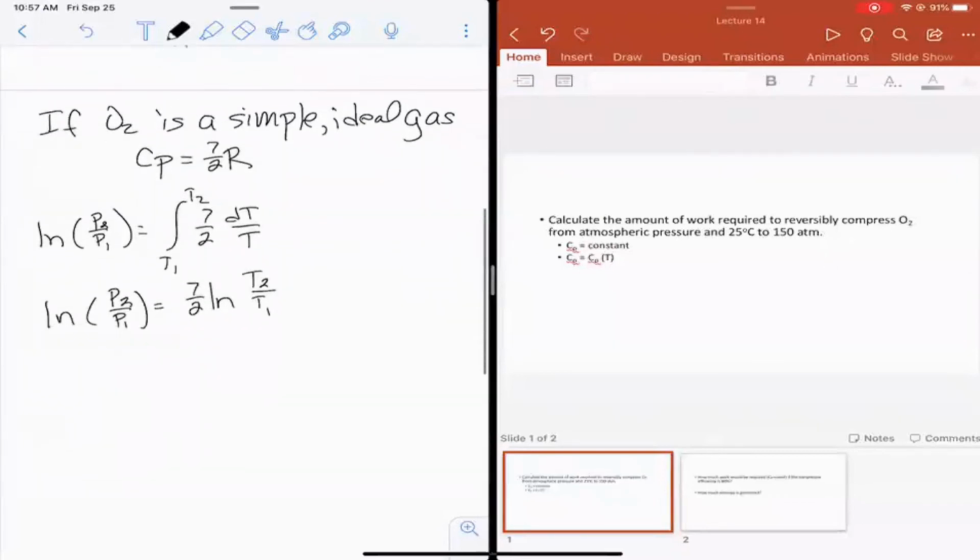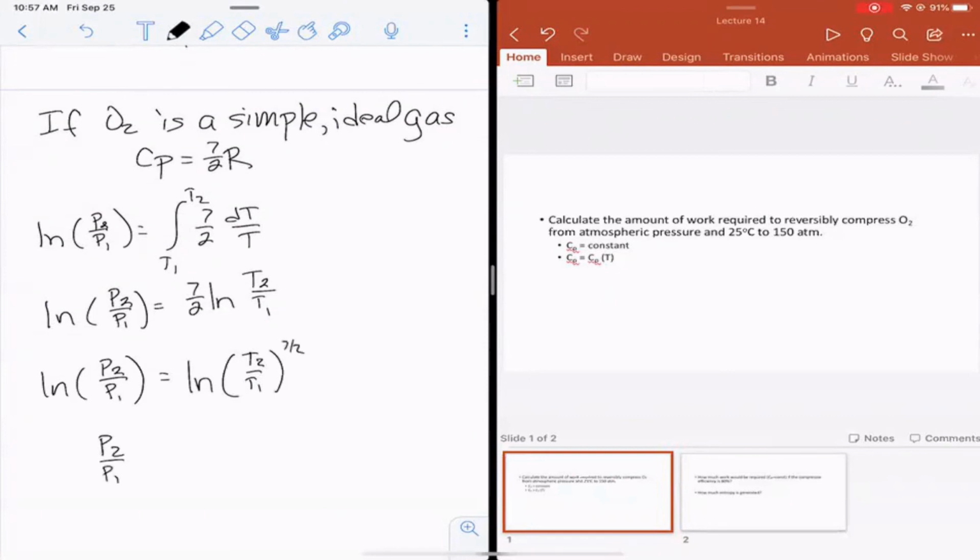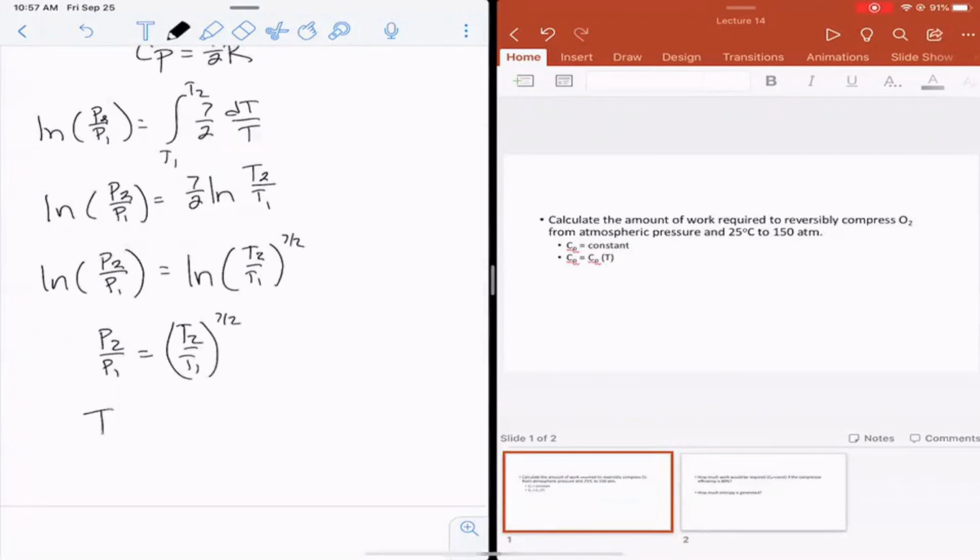And of course, we're after T2 in this particular problem. So let's do a little bit of simplification: the natural log of P2 over P1 is the natural log of T2 over T1 to the 7/2. Then we get that P2 over P1 is equal to T2 over T1 to the 7/2. Or finally, that T2 is equal to T1 times P2 over P1 to the 2/7.